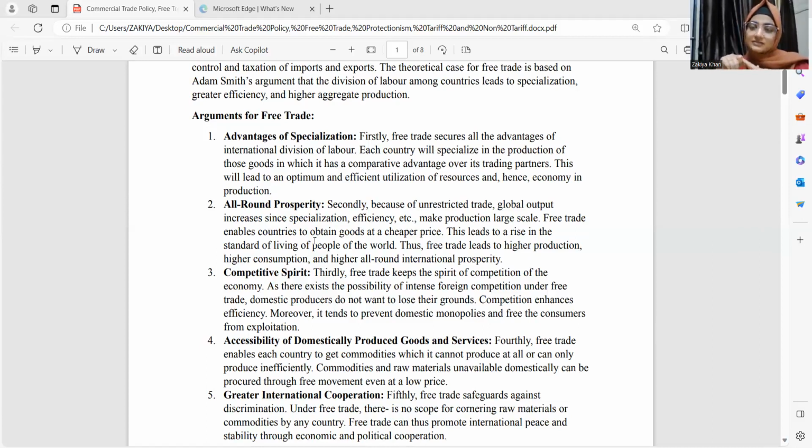Then we have competitive spirit. If you have free trade, with no restrictions, you have countries all over the world coming and selling products, and there is more exposure for the industries to see the kind of technology and specialization they have, and hence it will allow them to develop their products. It also gives more choices to the consumers. All right, so that is one thing. Accessibility of domestically produced goods and services.